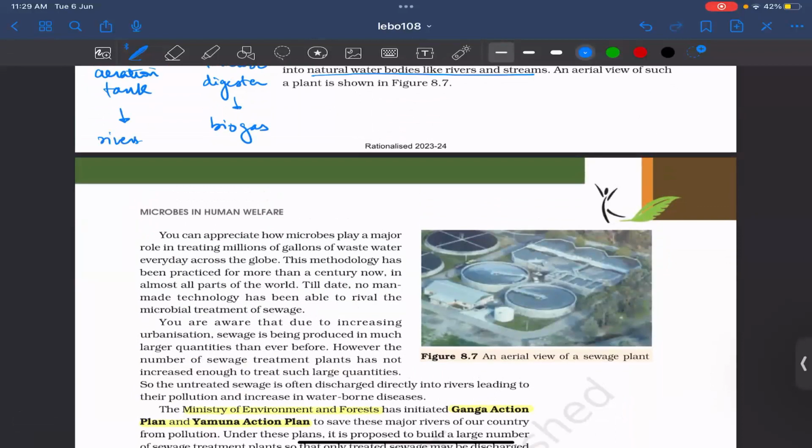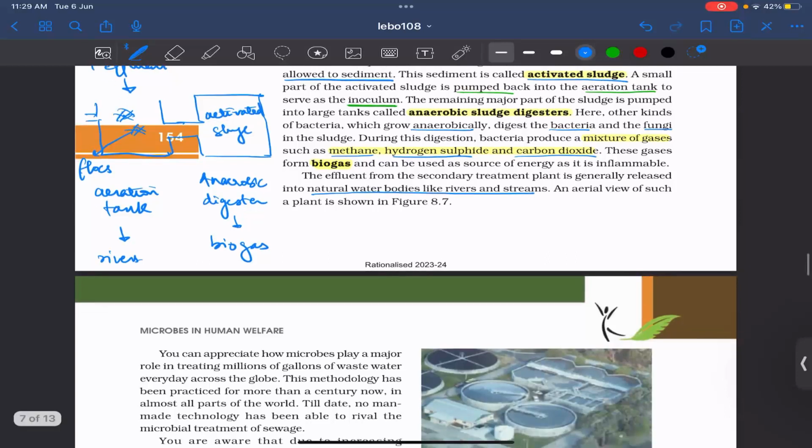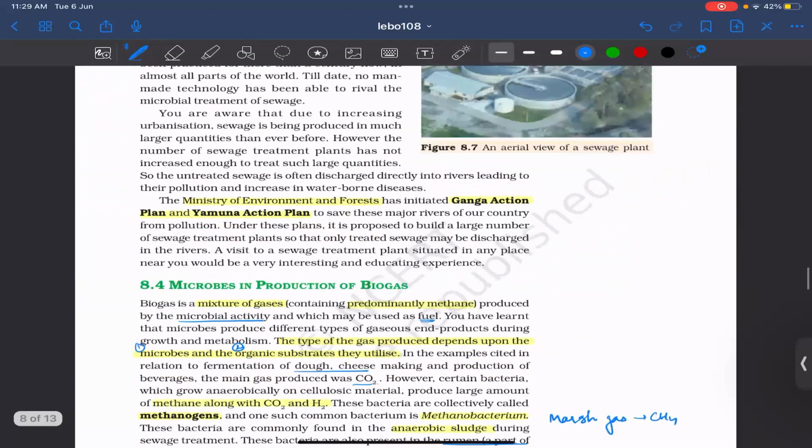Sludge. Now this is called activated sludge. You need to remember this word, activated. Now these are the names of the two plants which are used. Then we have production of biogas.